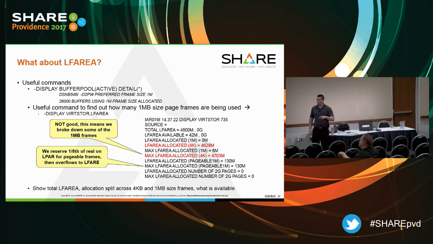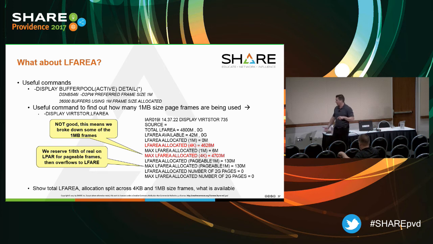So how do I know if I've oversized it? Well, display virtstore command LF area. In this, you'll see this list of output. What I'm looking for is LF area allocated 4K. Allocated 1 meg is what you wanted. Large frame area is 1 meg or 2 gig. LF area allocated 4K means I had the large frame and then I broke it down. I decomposed those into 4K.